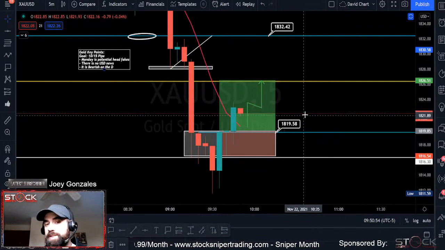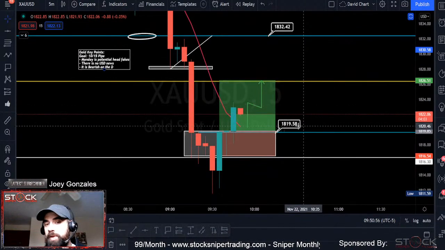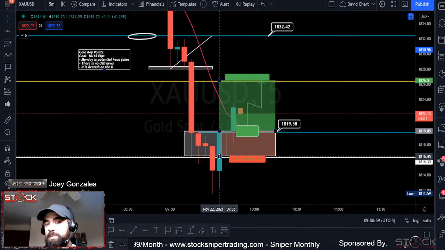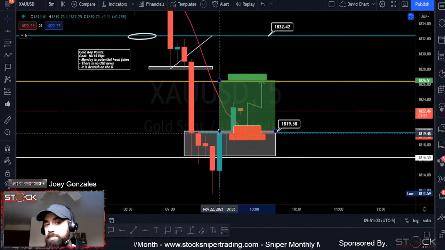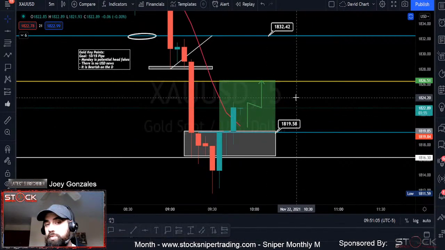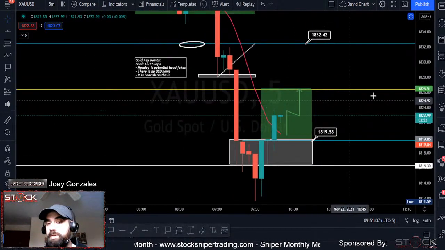Because the last thing you would want is this price to come up here, get rejected, and then hammer right back down to 18.19. Also, what you want to do, if you would like, is move your stop loss even tighter or move it to break even. There's a couple things that you can do based on that. All right.